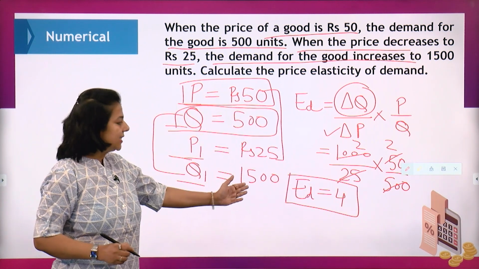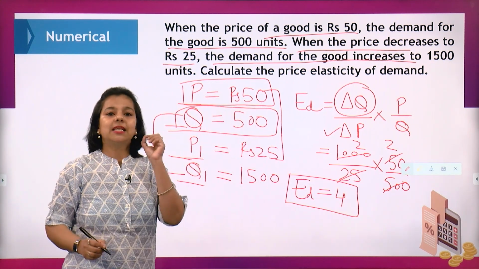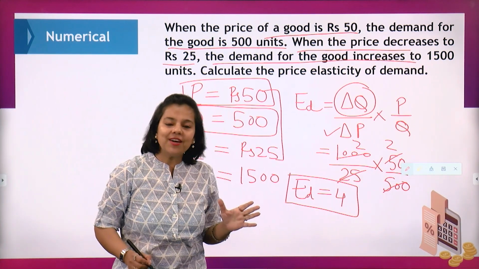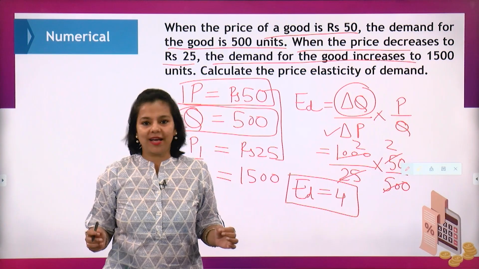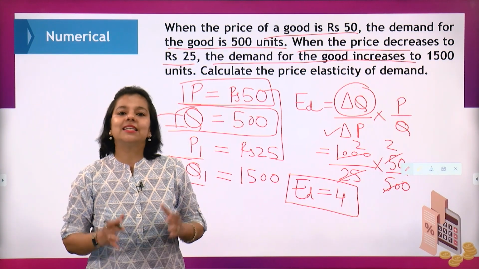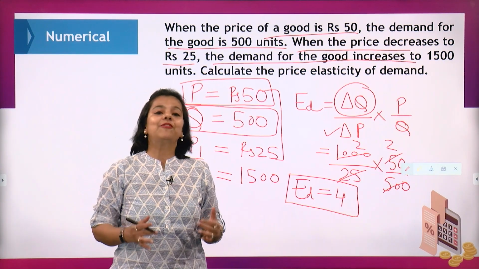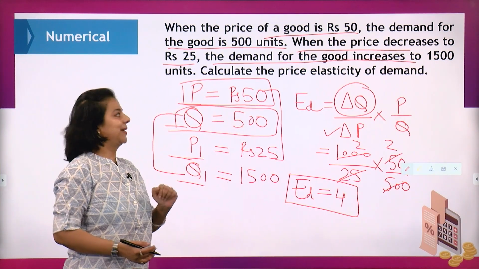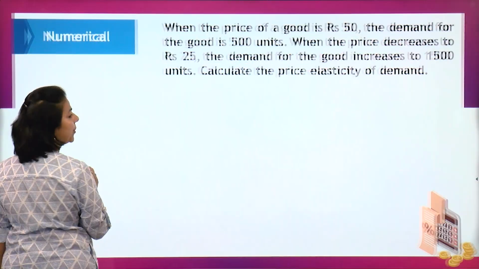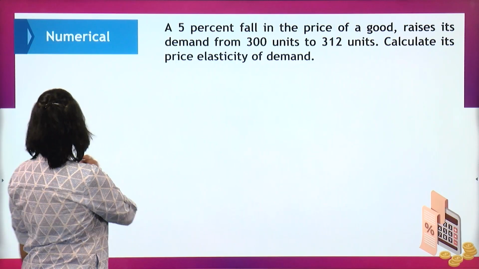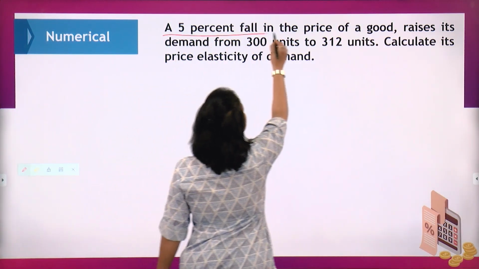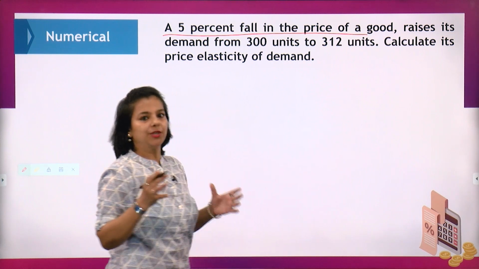As we can see that 4, that means elasticity of demand is more than 1. So, whenever the answer is more than 1, price elasticity is said to be relatively elastic. So, this is relatively elastic demand. Now, let's solve one more question. Now, in this question, a 5% fall in the price of a good is given to us.